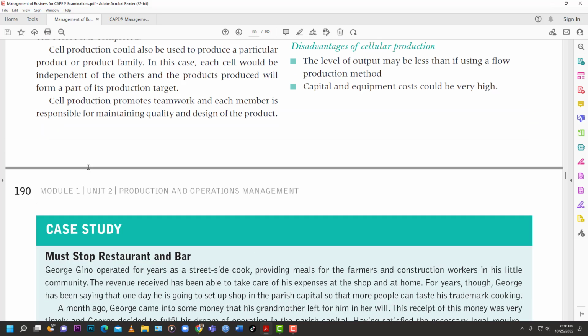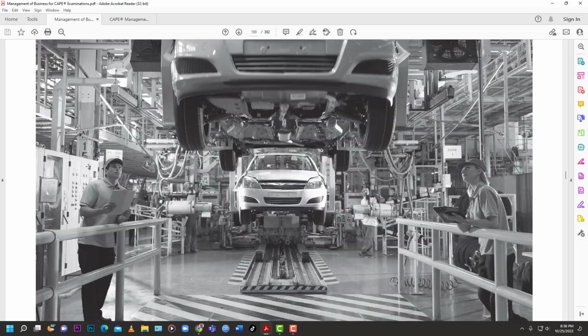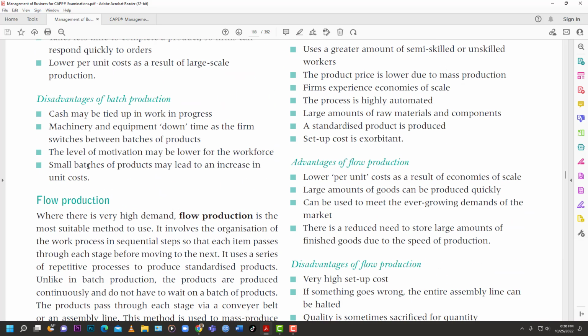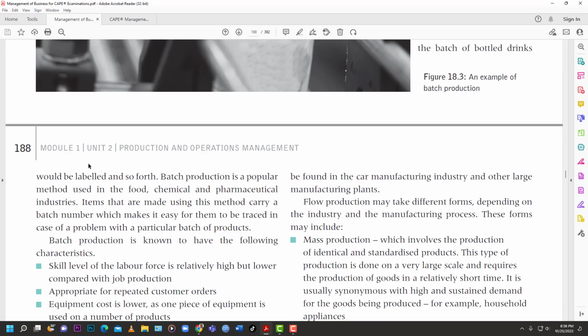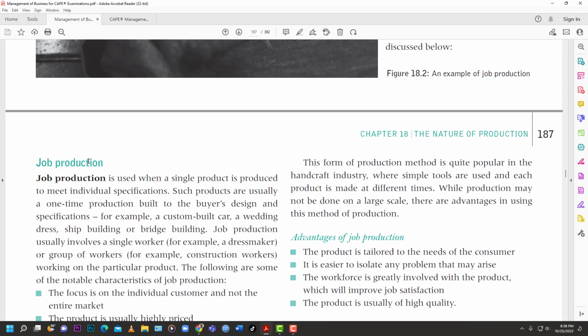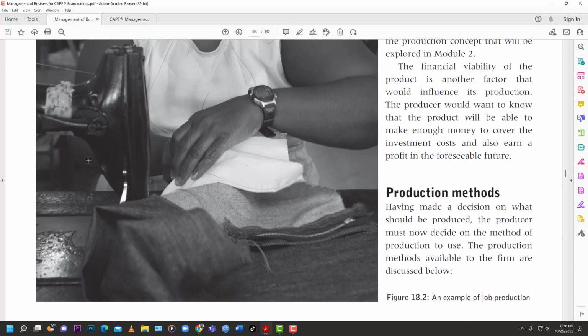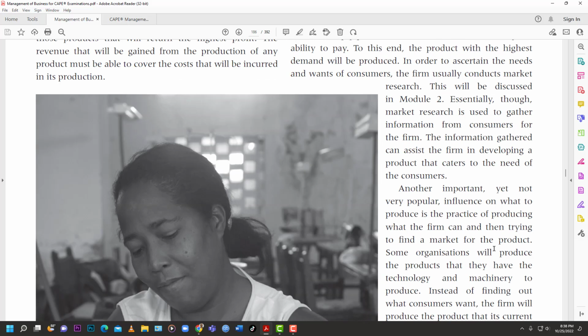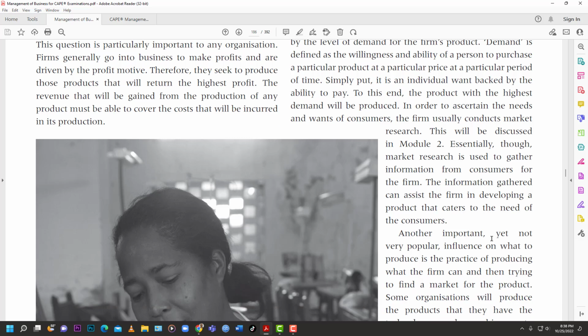Now, if you're looking at how to produce, as a company, you have to know what's the best way of producing your goods. How should I conduct production for this particular good? So that would answer the question of how to produce it.